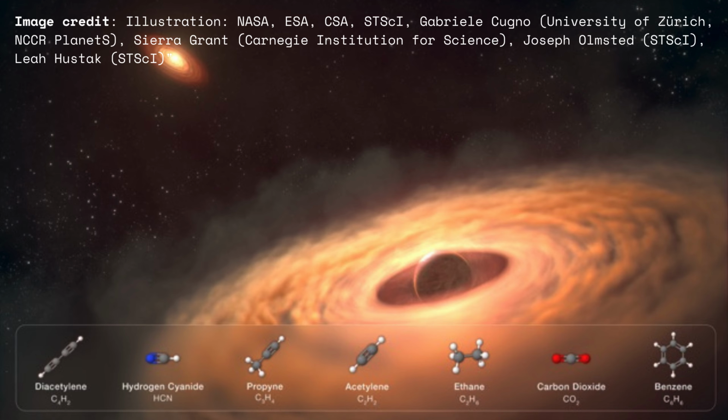Through JWST, our first look at moons in the making is quite different from how planets are formed from stars. The picture that you're seeing right now on the screen is a fictional picture showing the atmospheric composition of a moon in the making.